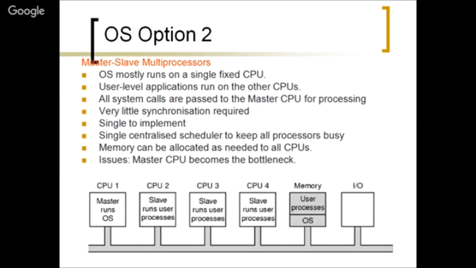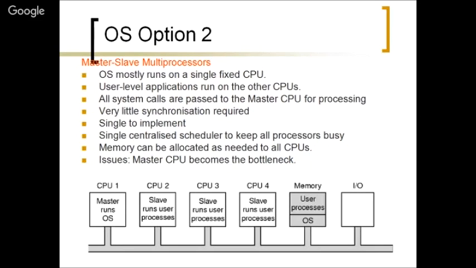And option two is the master-slave multiprocessor, where one of the CPUs acts as master and the others follow it. That's the master-slave configuration. If you see in the figure, we have a bus that is shared by all the processors. We have the master OS, then the slaves, along with the other processors.